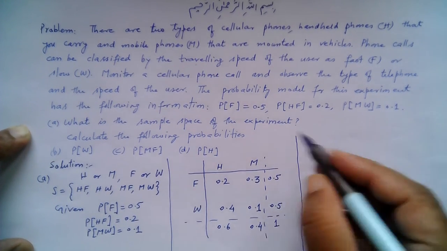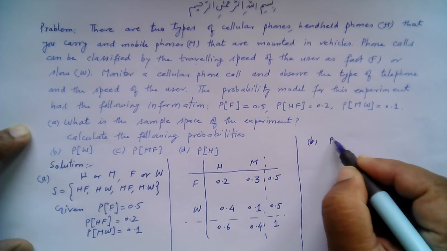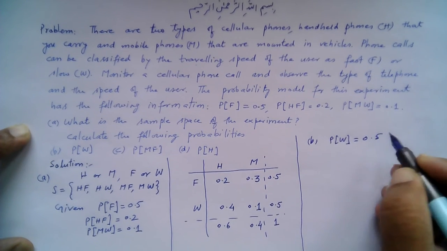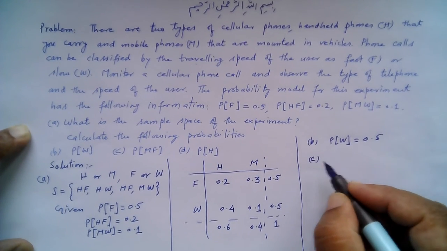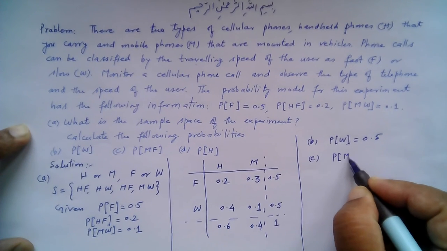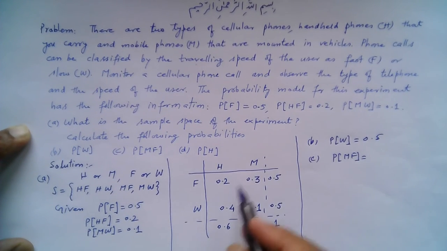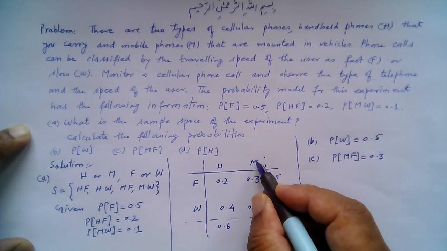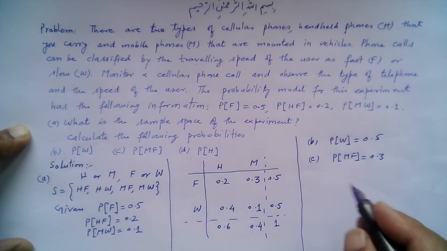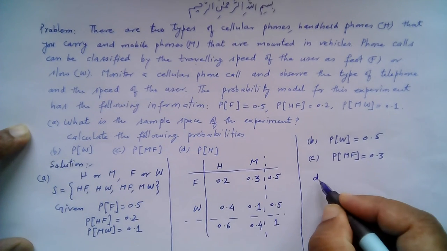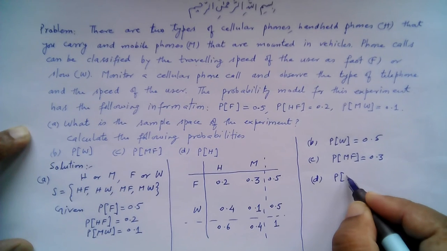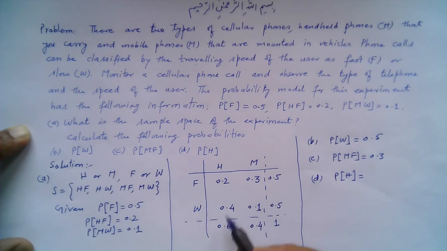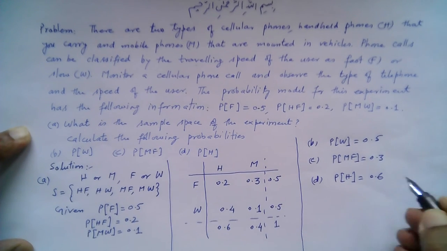For example, this B, probability of W is 0.5, as you can see from here, and probability of MF is 0.3. It is this, right? Mobile phone, which is fast, right? And D, probability of handheld phone is this probability, 0.6.